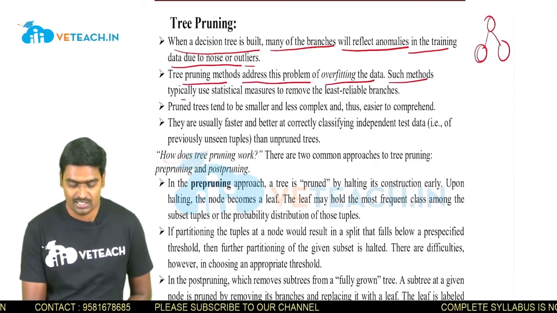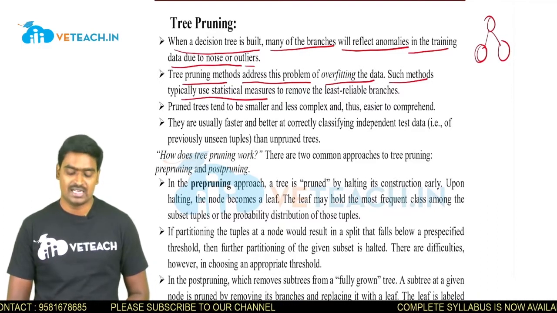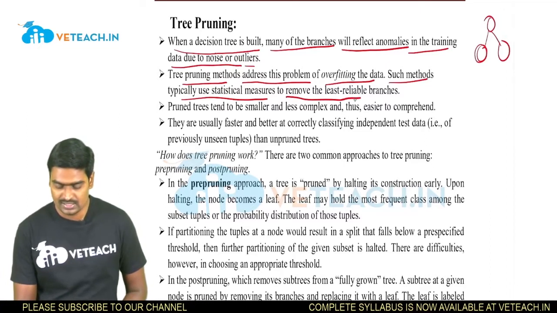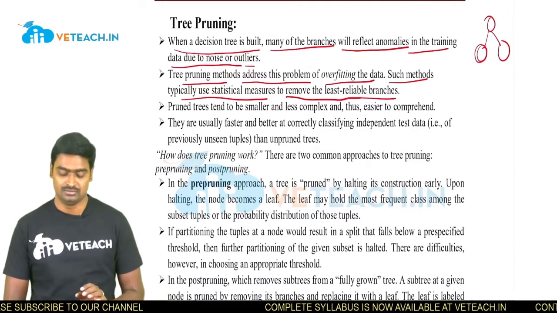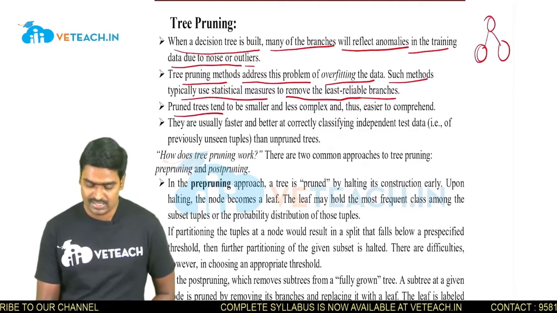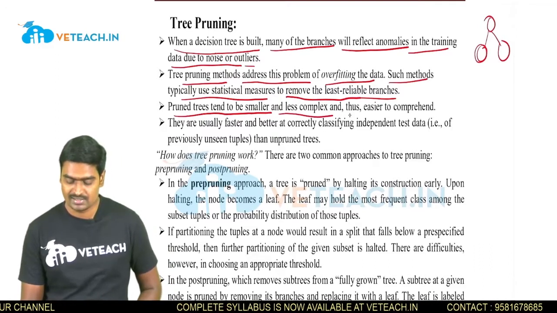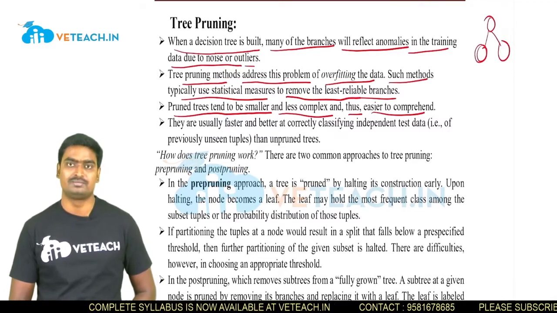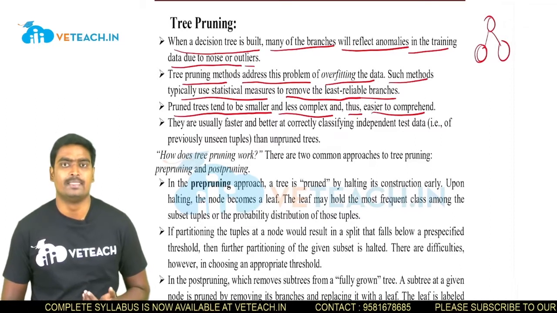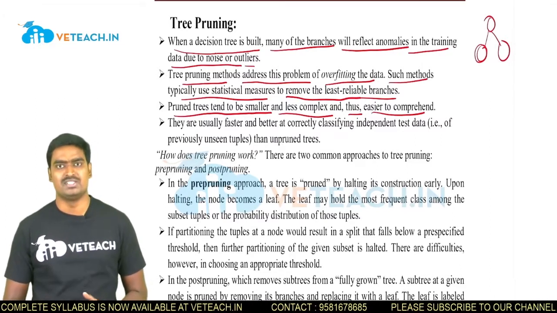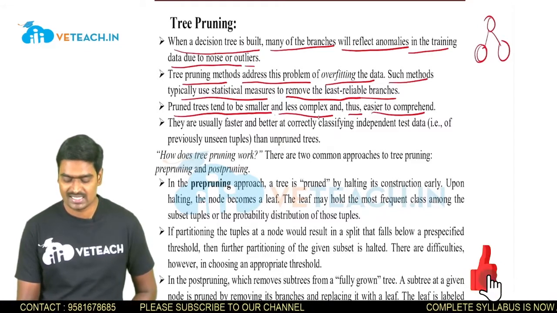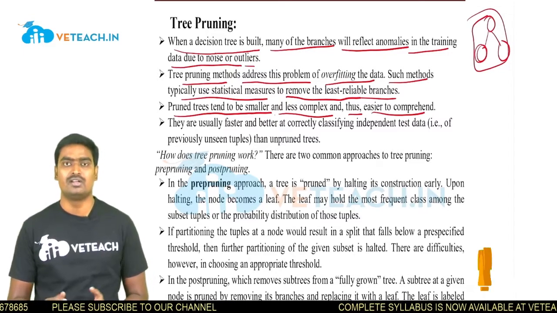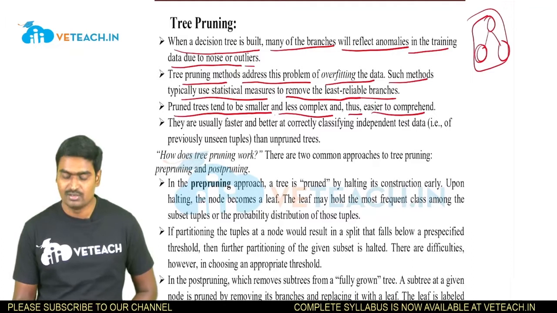Such methods typically use statistical measures. Statistical measures are nothing but applying regression techniques to remove the least reliable branches. The pruned trees tend to be smaller and less complex, and thus easier to comprehend. Why? Because whatever the data is, it is divided into smaller partitions. The smaller partitions are less complex. Whenever the data is divided into smaller partitions, the complexity is reduced, and thus it is easier to comprehend.